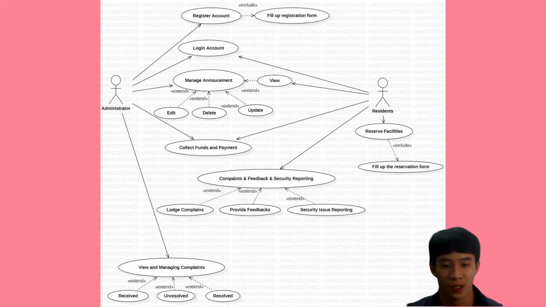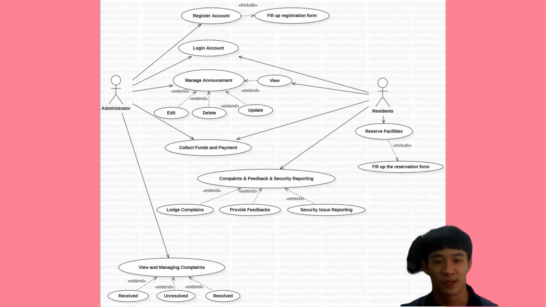For the last one, view and managing complaints. There are 3 extensions in this function, which are receive, unresolved, and resolve. This is only accessible by the administrator, where complaints, feedback, and reports from residents will be sent, and the administrator can view and manage these complaints by updating their status to resolved, unresolved, or notify the reporters that they received these complaints as well as reports.